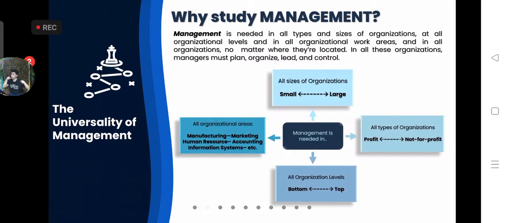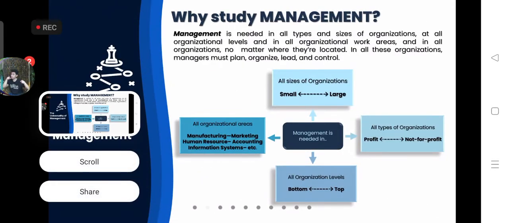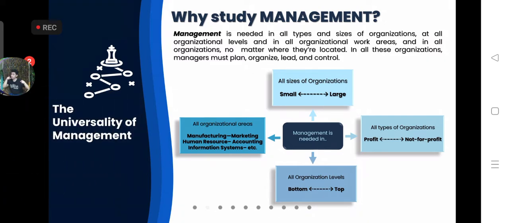So, whether the organization is small or large, non-profit or profitable, at the bottom or on top, in manufacturing, marketing, human resources, accounting, information systems, and etc., management is needed. An organization with a thorough system of management can lead to a successful business and can gain new customers and opportunities. On the other hand, an organization with poor management will lose its customers and opportunities. So, next slide.